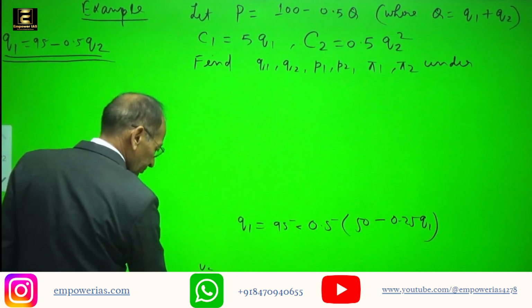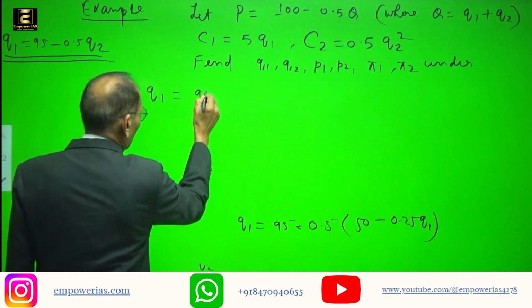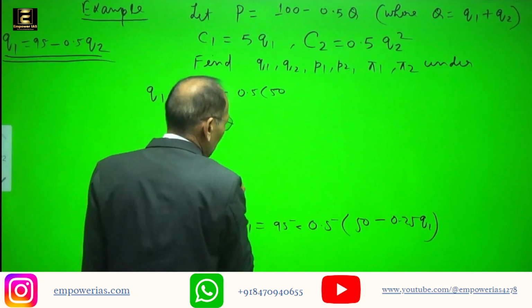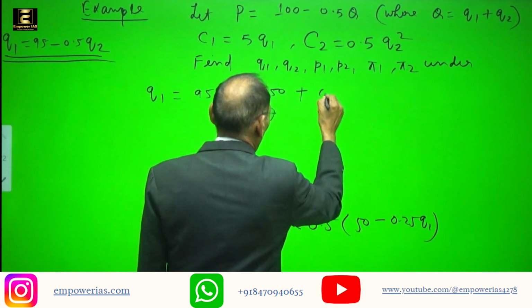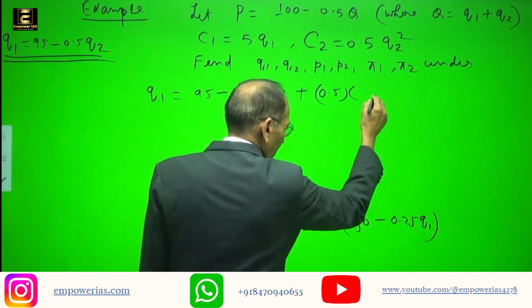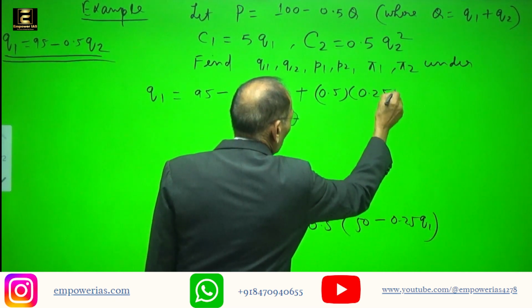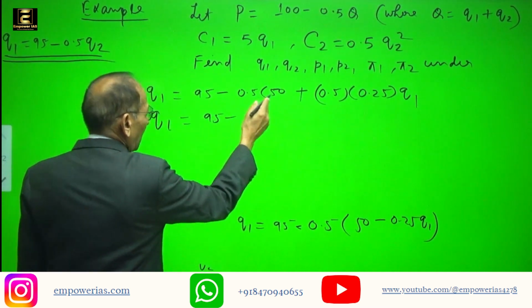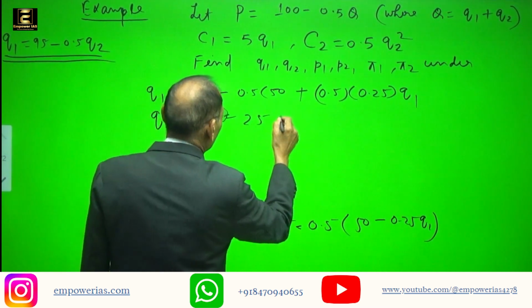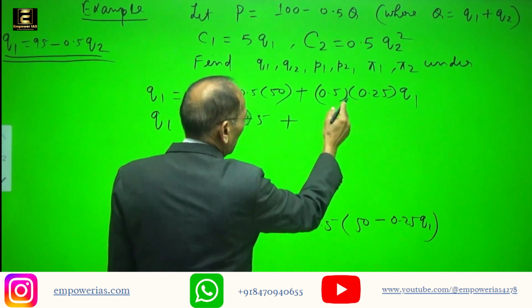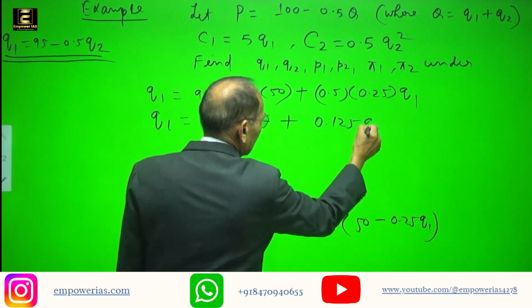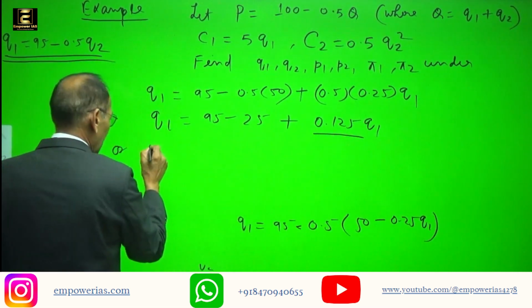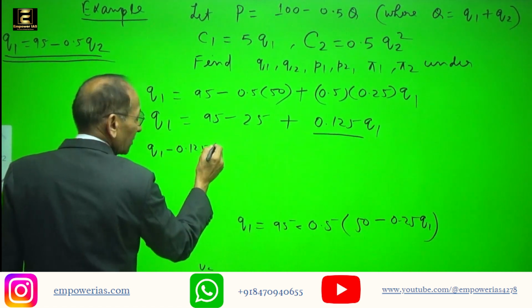Now solving it, Q1 equals 95 minus 0.5 into 50 plus 0.5 into 0.25 Q1. Then Q1 equals 95 minus 25 plus, if you multiply this, 0.125 Q1.